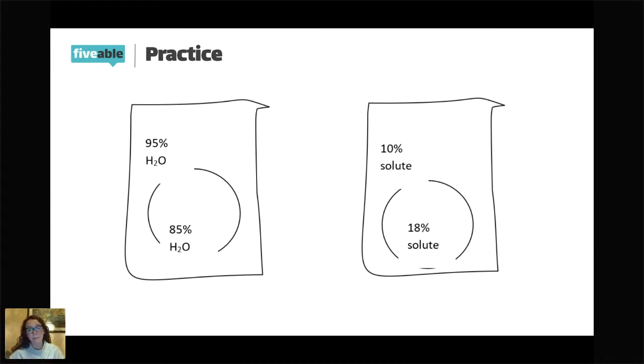And then the second one is also hypotonic, okay? Water will be moving in as well to where there's more solute and less water. So that would be 90% water outside and 82% inside. So water would move into that cell. Any questions about either of those examples?